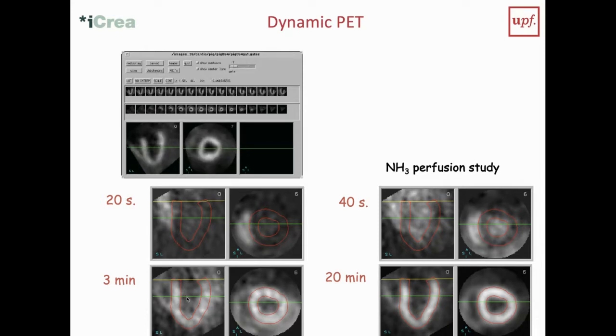And then we know that if we use a tracer which is taken up by the cells, then we see that it's taken out of the blood and starts to accumulate within the tissue. And then after 20 minutes, we see, for example, it's fully accumulated in the tissue and nothing is in the blood anymore.